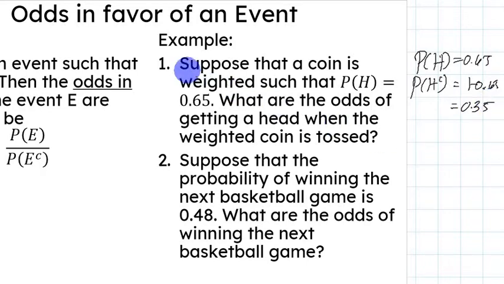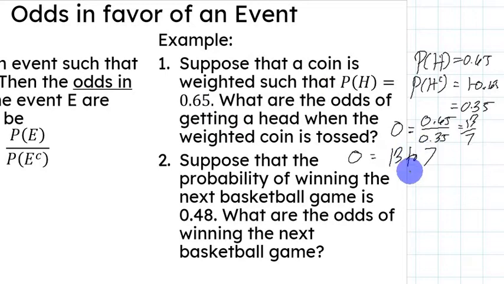This means that the odds, let's use the letter O to symbolize the odds, would be 0.65 over 0.35. In lowest terms, we get 13 over 7, which means the odds in favor of getting a head with this weighted coin are 13 to 7. It's pretty big because it's almost half of the not getting a head happening.